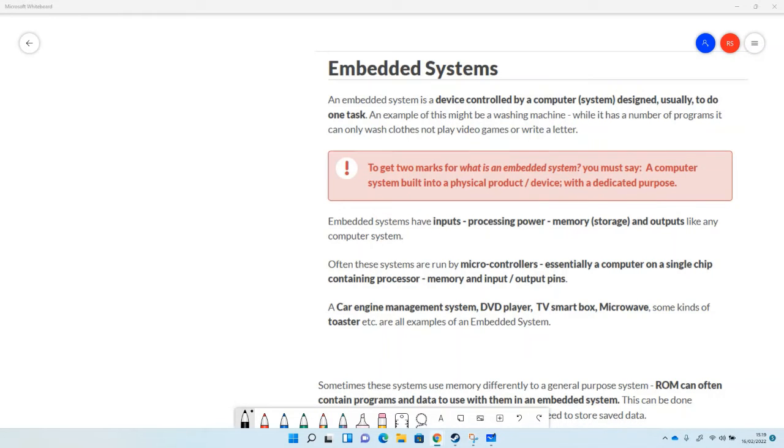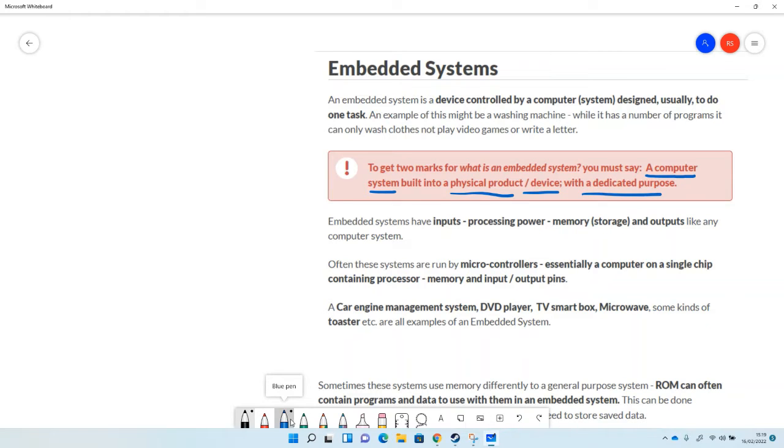This video is just from the GCSE perspective, talking about embedded systems. So an embedded system is just a device that has a computer system built into it. So to get 2 marks on a question like "what is an embedded system", you have to say that it's a computer system that's built into a physical product or device with a dedicated purpose.